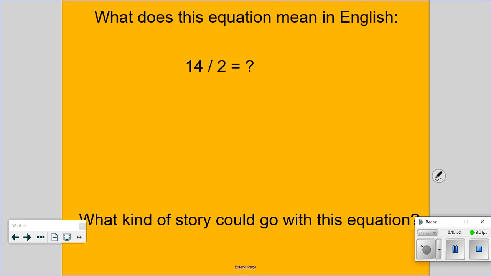All right, Blayden, when we see this equation, what does this actually mean? Okay, so I have 14 things. And I have 2 boxes. Awesome, I'm going to put them into 2 boxes or 2 groups. Very good.